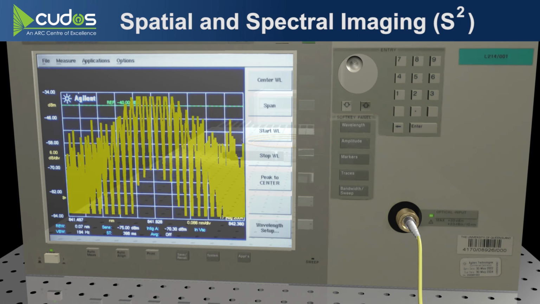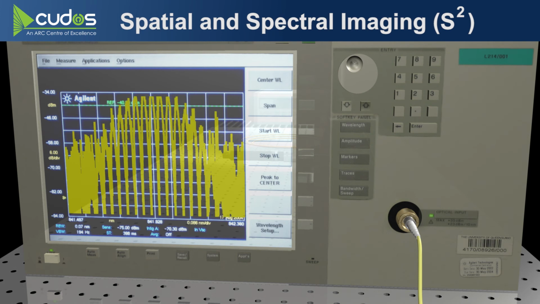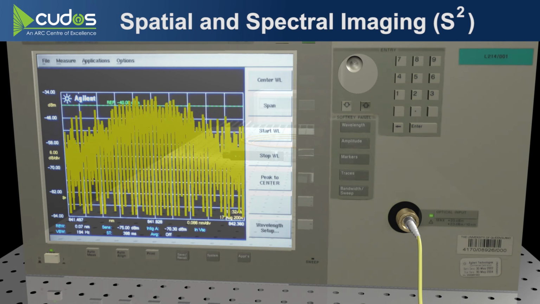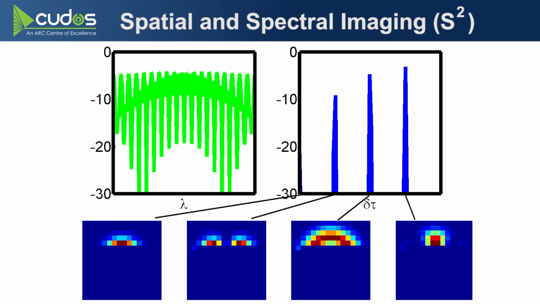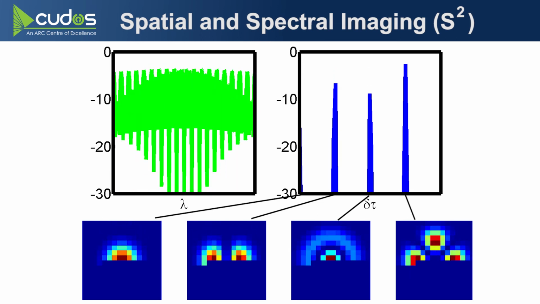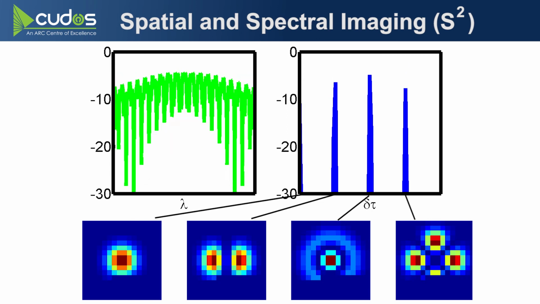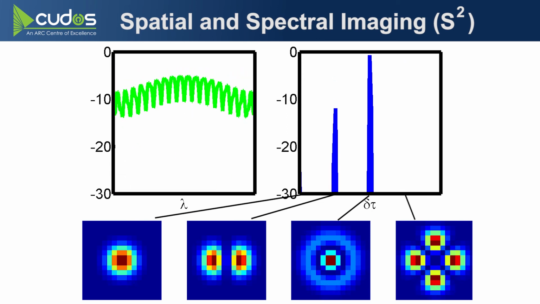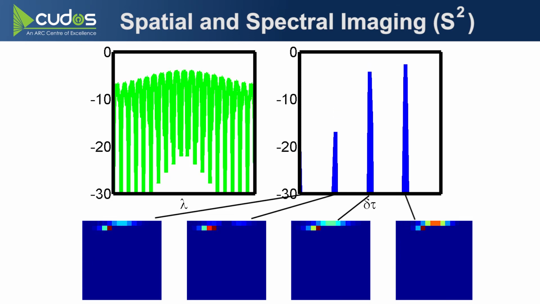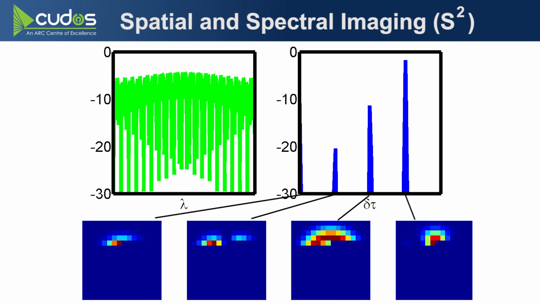And from the beating between the modes, you can infer something about the differential mode delay. So here's how it works. We've got the spectrum off the optical spectrum analyzer. Fourier transform that into the time domain to get differential group delays. And then if you take the amplitude of each delay for each point in space, then you get an image of what that delay looks like, and because different modes have different delays, you get images of what those modes look like. And that works pretty well.